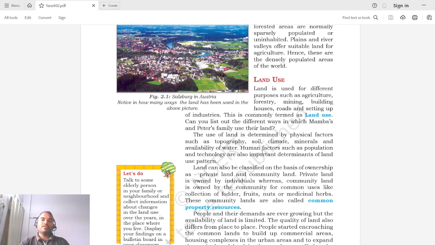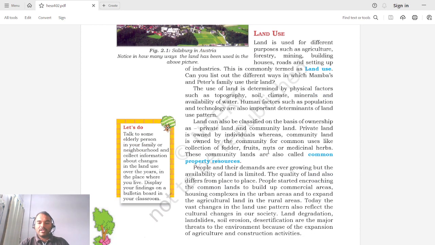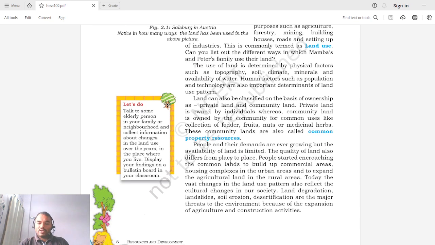As you know, the land on which we build our house is our private land, but the land on which temples or gardens are built is known as community land. Even forest in that case can be called community land, but the forest basically falls under the ownership of the government, right? Or the forest area you can say. So these are the two types of land, private land and community land. Community land is also called common property resources.